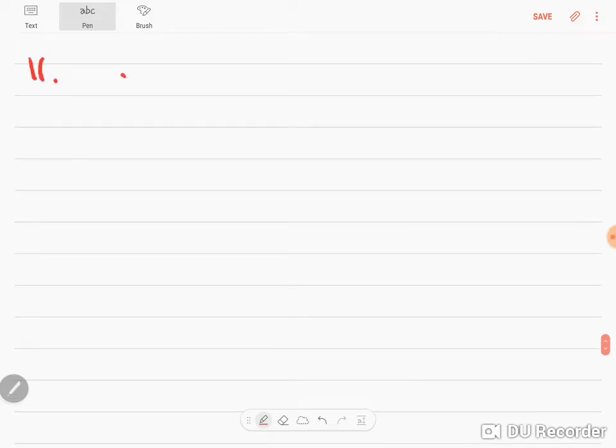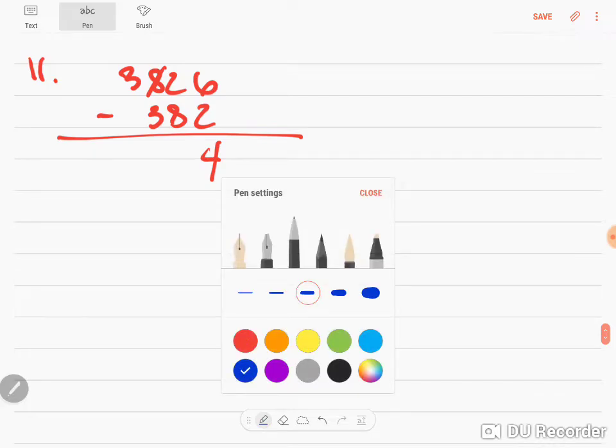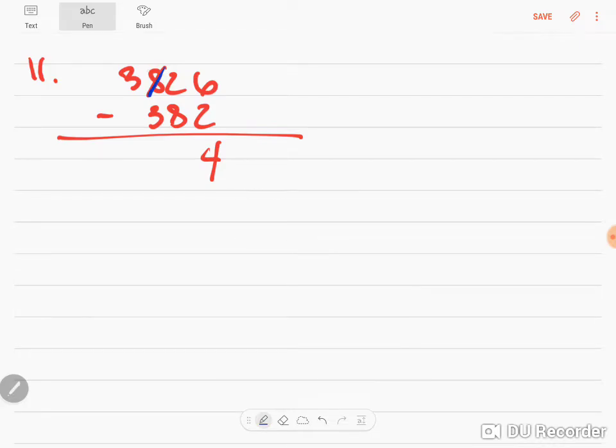It says 3,826 minus 382. 6 minus 2 is 4. 2 minus 8, I can't do that. I have to borrow. Let me change the color to show that I'm borrowing. That becomes a 7. This becomes a 12. 12 minus 8 is 4. 7 minus 3 is 4. And then I'm going to bring down my 3. My answer is 3,444. Number 12.